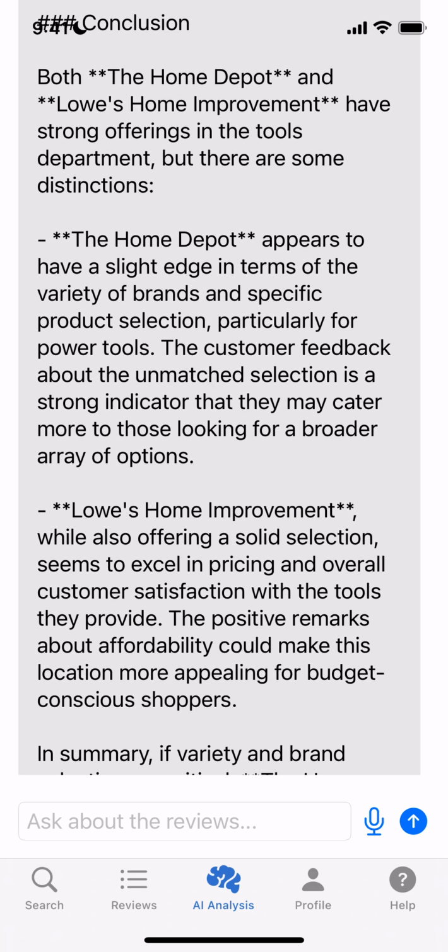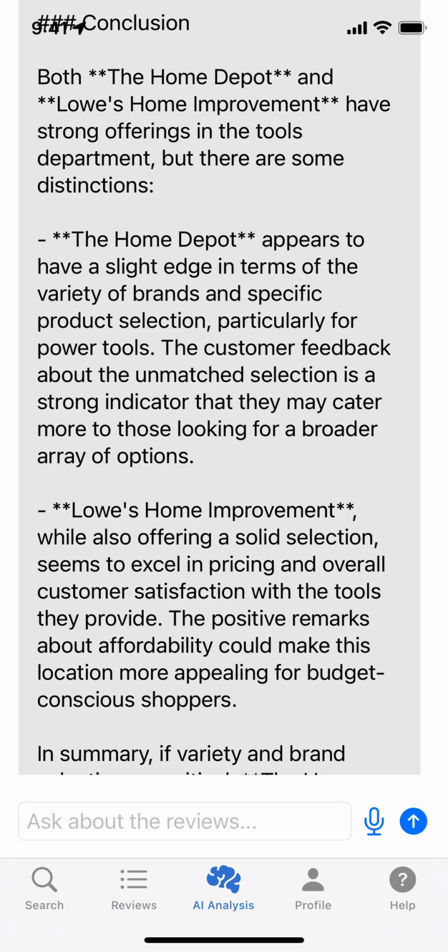Lowe's Home Improvement, while also offering a solid selection, seems to excel in pricing and overall customer satisfaction with the tools they provide. The positive remarks about affordability could make this location more appealing for budget-conscious shoppers.